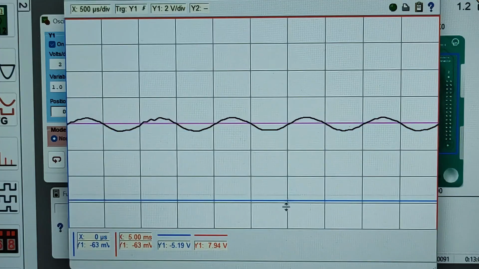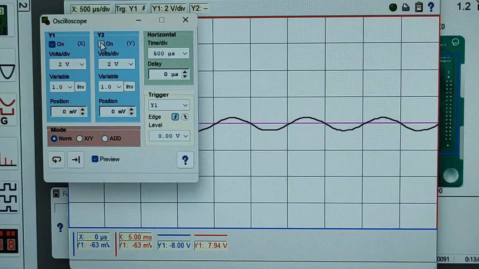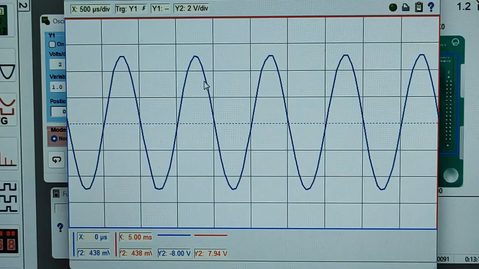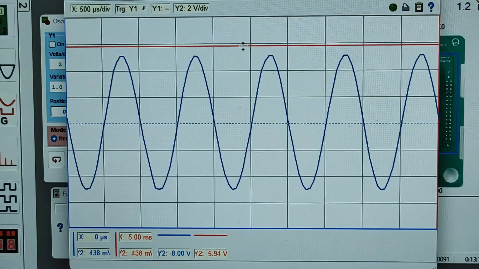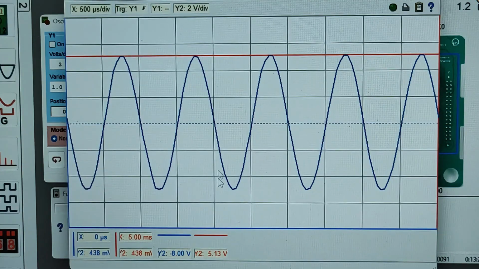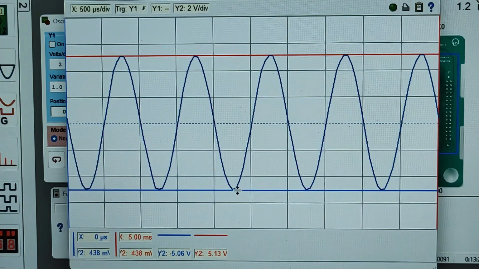Now the output waveform is on, I'm going to check Y2 this time around. I'll uncheck Y1. Here's the output waveform. Now the output waveform's peak to peak voltage you can measure from here, with the blue cursor at the bottom peak. Now what's the value? You could subtract from here. Y2 red says 5.13 minus Y2 blue, which is negative 5.06. So 5.13 minus negative 5.06 will give you around 10.19 volts.